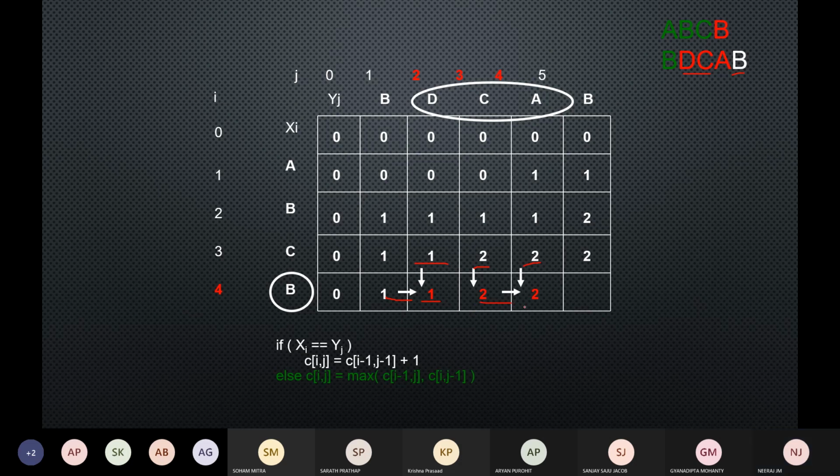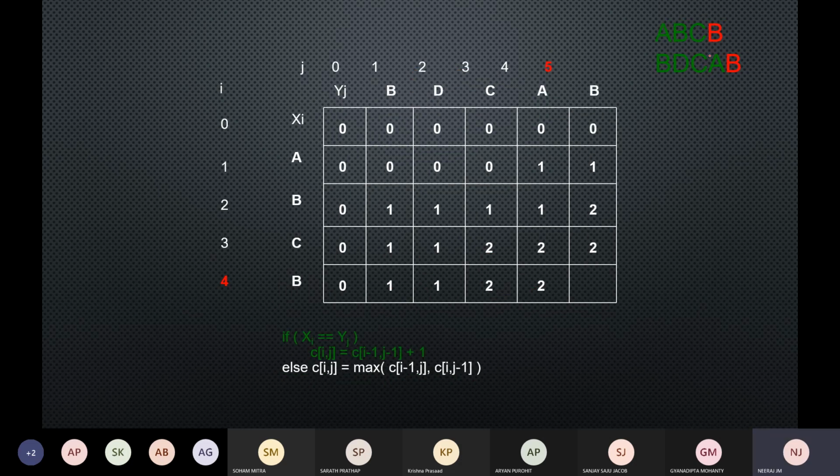Now finally we arrive at the main one, which is B comma B. What is B comma B? Both are same. So what do you do? Diagonal plus 1. So 2 plus 1 is 3. Now you have finally found the value, the longest common value, the length of LCS.